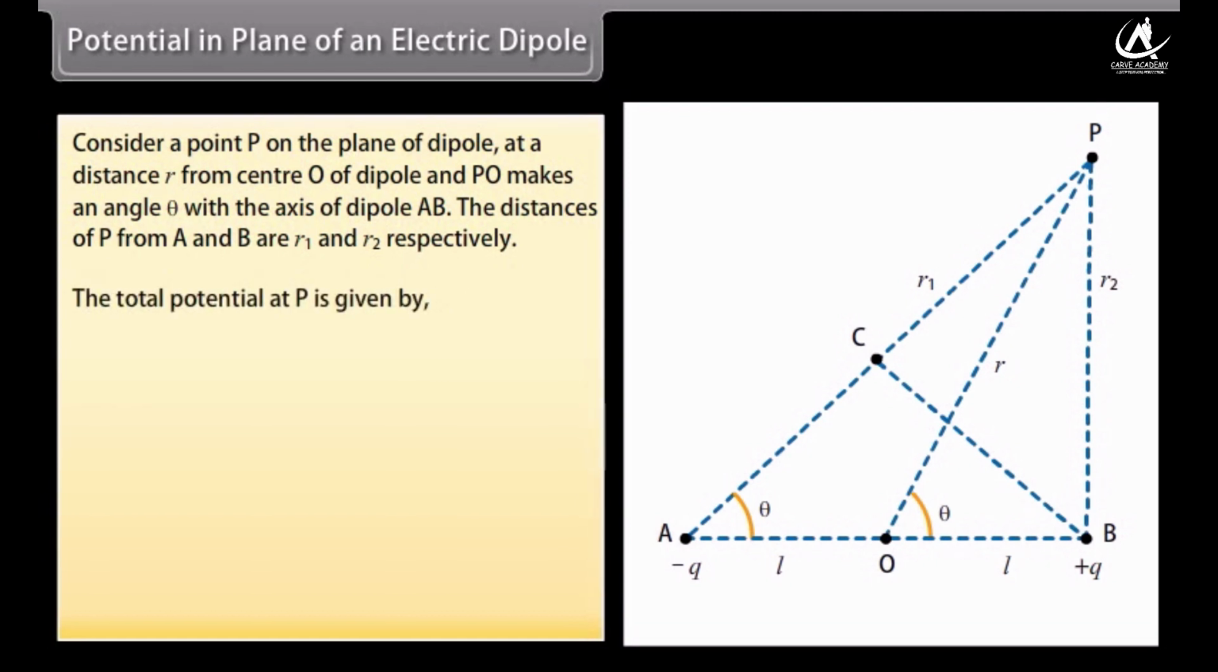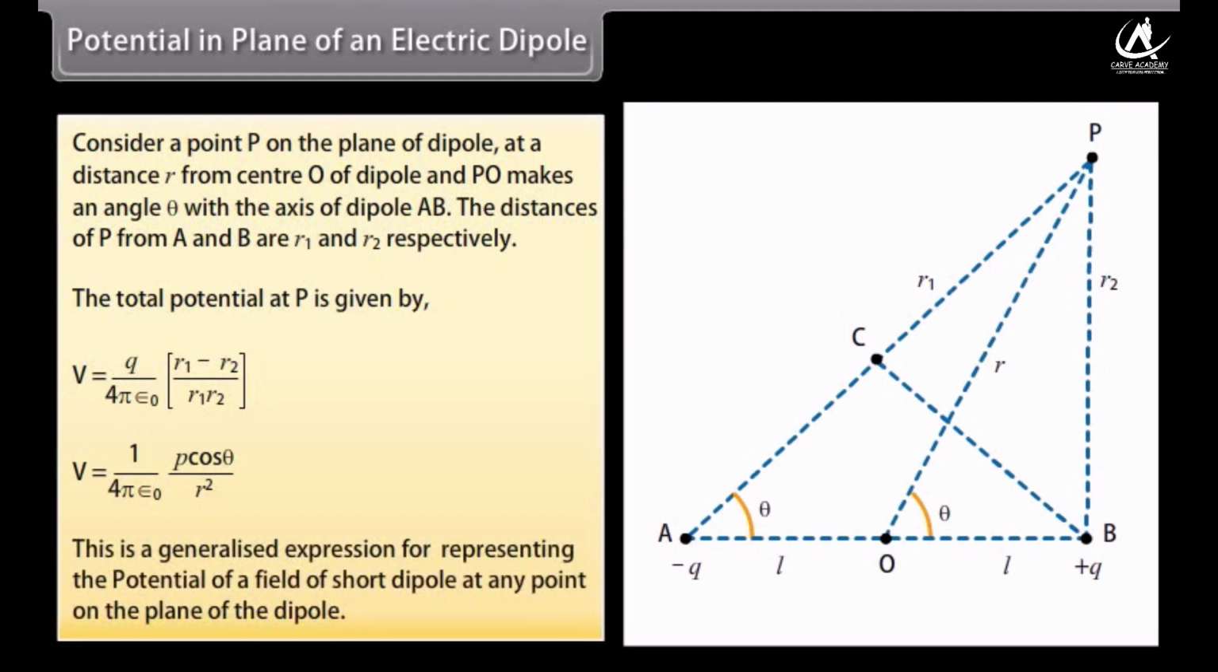The total potential at P is given by V equals Q upon 4 pi epsilon naught multiplied by (r1 minus r2) upon r1 r2, which is equal to 1 upon 4 pi epsilon naught multiplied by p cos theta upon r square. This is a generalized expression for representing the potential of a field of short dipole at any point on the plane of the dipole.